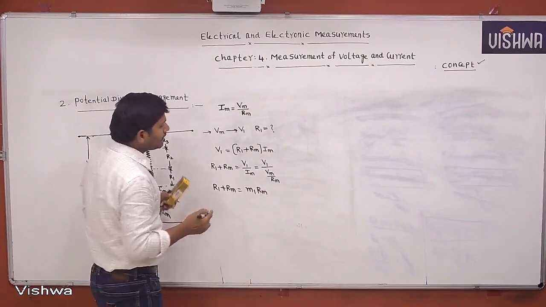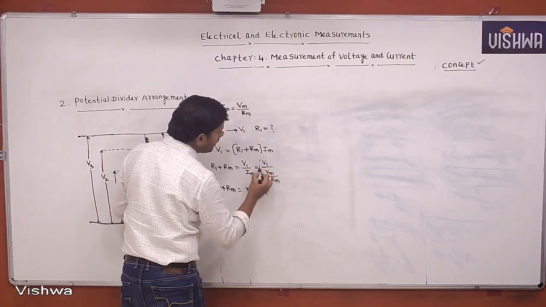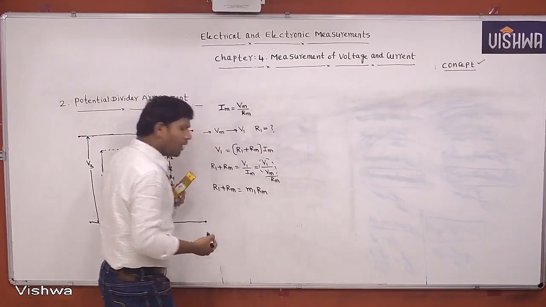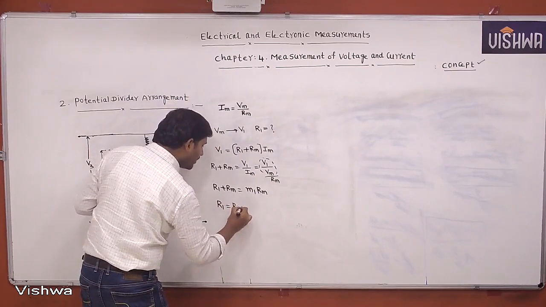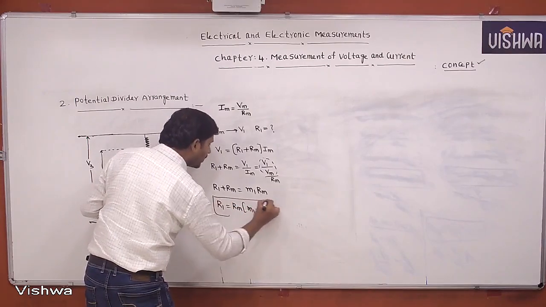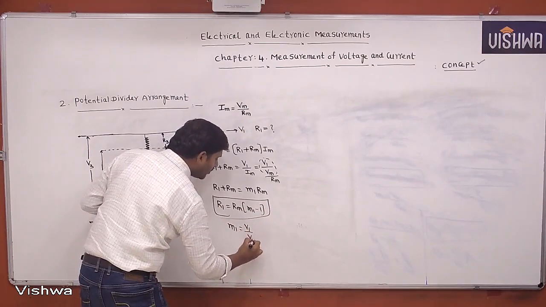Why am I writing like this? What is V1 by Vm? This V1 by Vm is M1. This goes into the numerator, M1 into Rm. Then from this, what is R1 equal to? Take Rm common: R1 equals Rm into M1 minus 1. This is the design of R1. Then what is M1 equal to? Yes, V1 by Vm.